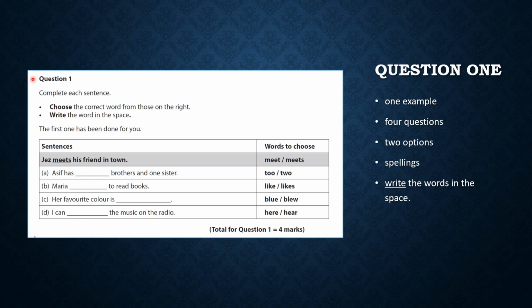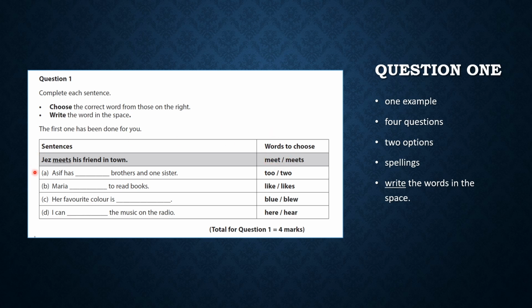So here we're back now at the example we saw at the start of the lesson. So question 1, complete each sentence. Choose the correct word from those on the right. So here are the words to choose from. Write the word in the space. So here, here, here, or here. And the first one has been done for you. So Jez meets his friend in town. The two words there to choose from are meet or meets.